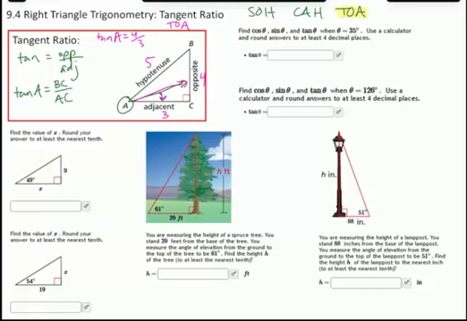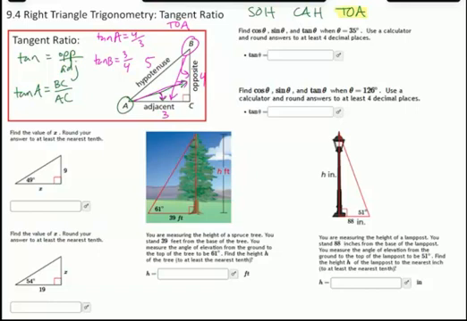Now if we changed the perspective and you wanted to identify the tangent of B, with respect to B the opposite is 3 and the adjacent leg is 4. So the tangent of B would be 3/4. You're going to use these ratios to identify your specific values. All of these trig ratios, sine, cosine, tangent, are ratios of different sides of a right triangle within a single triangle.